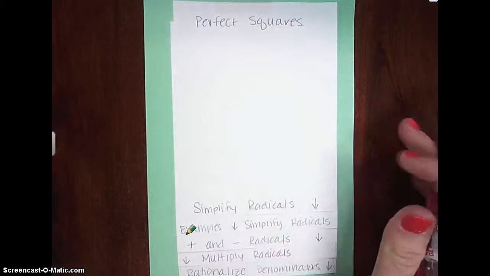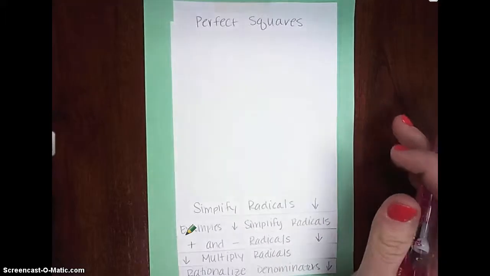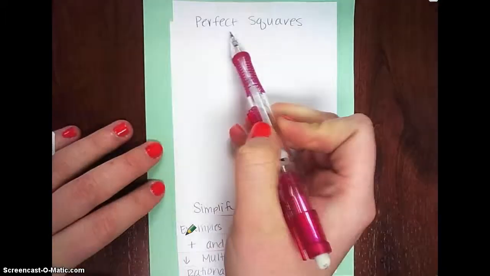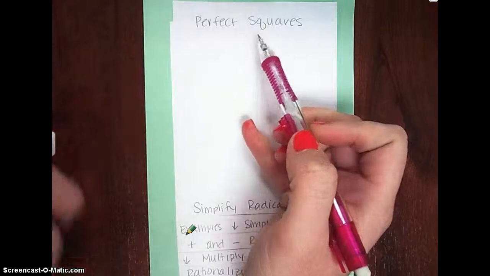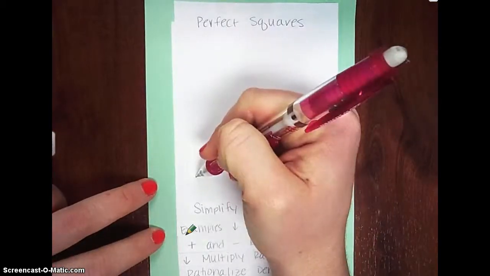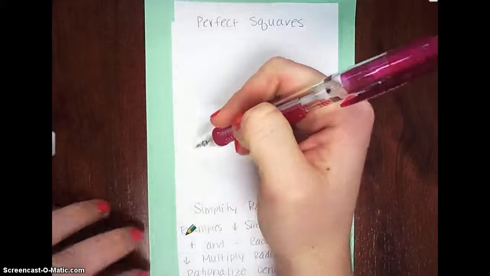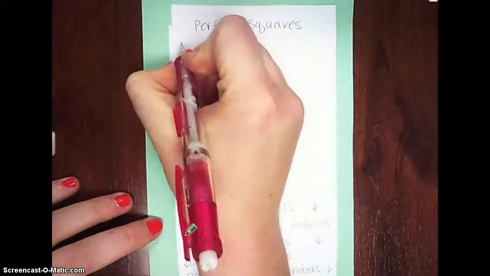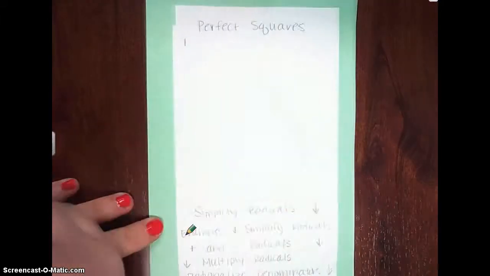So the first thing we're going to talk about when you talk about radicals is our perfect squares and what is a perfect square. Okay, so we're going to go on the side right here and write the perfect squares. So don't write too big because you have a little bit of a lengthy list. So the first one I want to start with is 1.